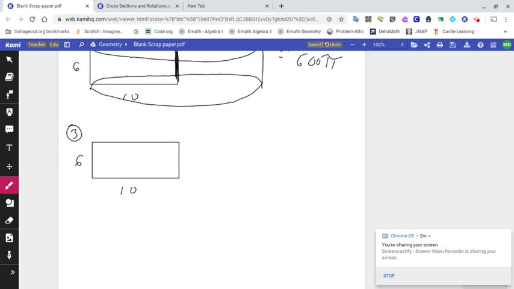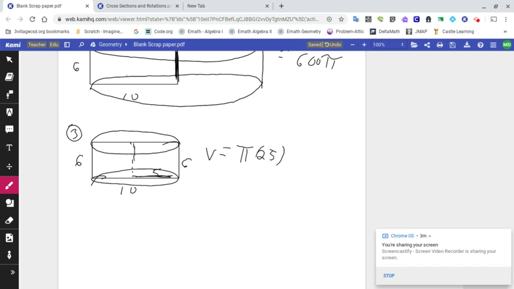Number 3 says, suppose I want to rotate this rectangle around a vertical line of symmetry. The vertical line of symmetry is right here. If I rotate that around that line, I'm going to get a cylinder that looks like this. It's going to have a radius of 5 and a height of 6. So that volume is going to be pi r squared, which is 5 squared, 25, and then times the height, 6. That is where I'm going to get 150 pi. So that's how we get that answer.